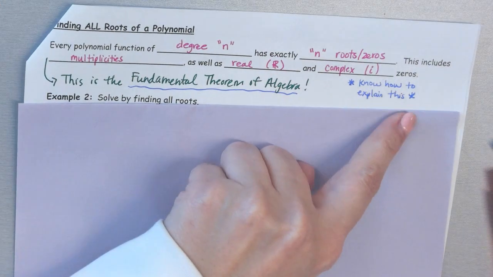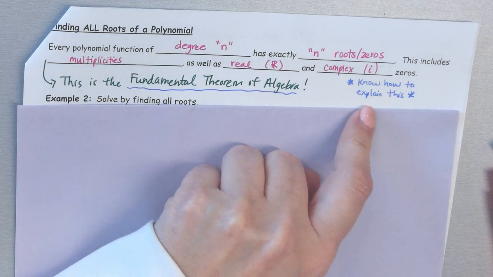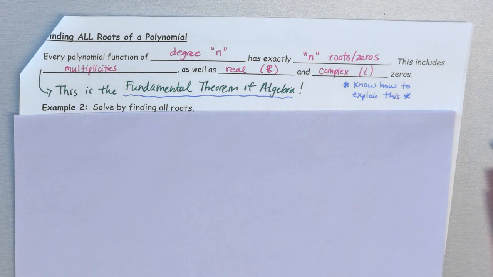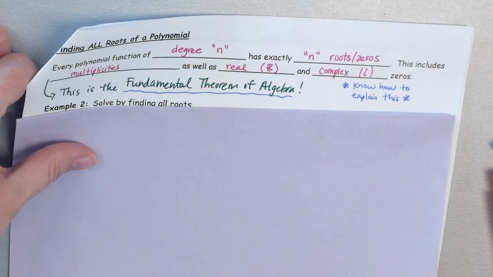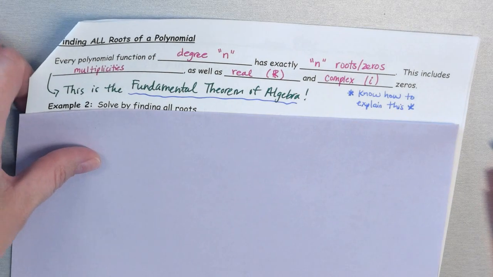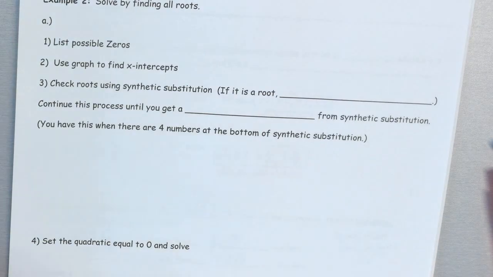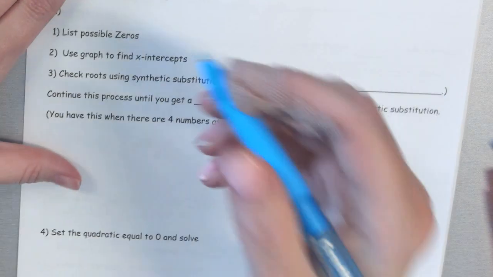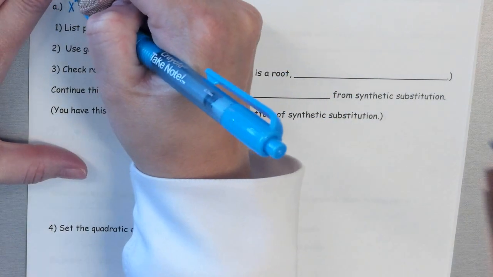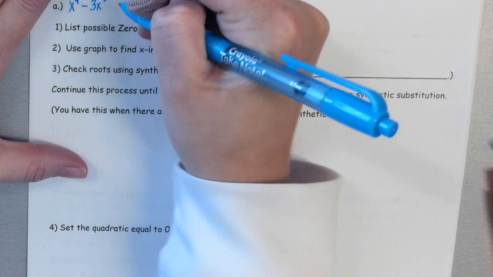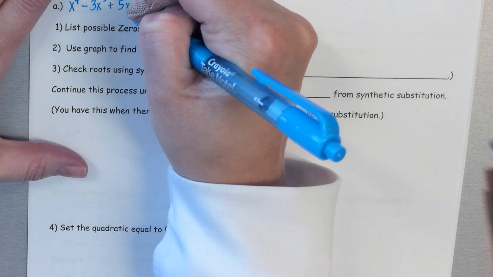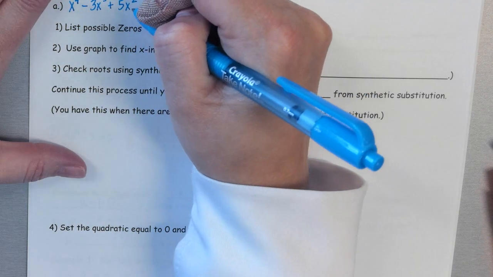It just says know how to explain this. So know how to say the fundamental theorem of algebra: if a polynomial has degree n, there are n roots. You can simply say the degree is the same as the number of roots. Now we're going to solve by finding all roots. What I just told you is that you can't just find all roots by looking at the x-intercepts, so we're going to have to find some other strategies to solve these polynomials.